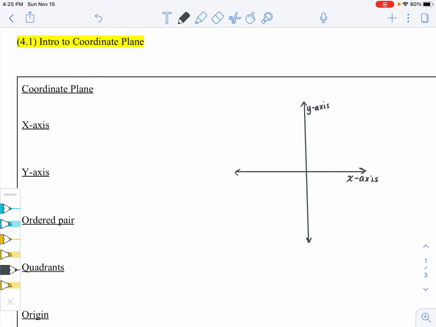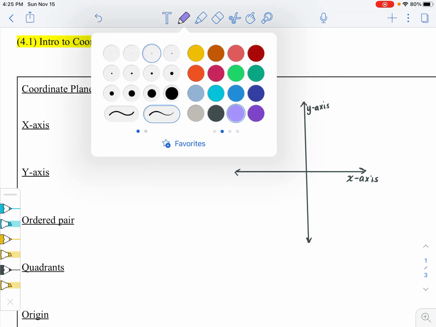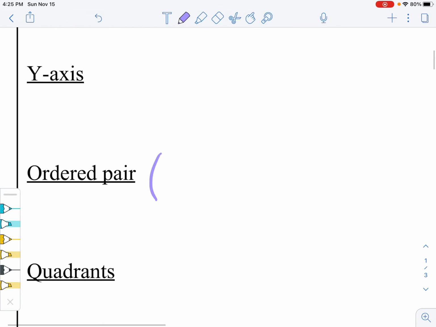When we have an x value and a y value, we are given an ordered pair. So an ordered pair looks something like this: (4, 5) in parentheses. The 4 is our x value and the 5 is our y value. So all ordered pairs look like this: (x, y).